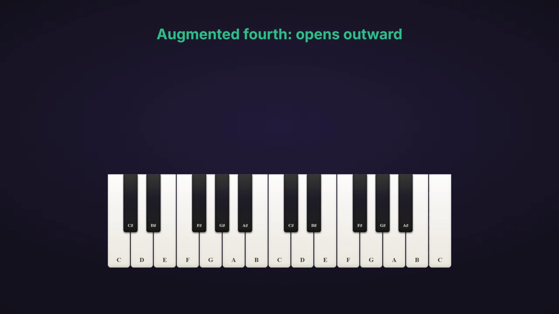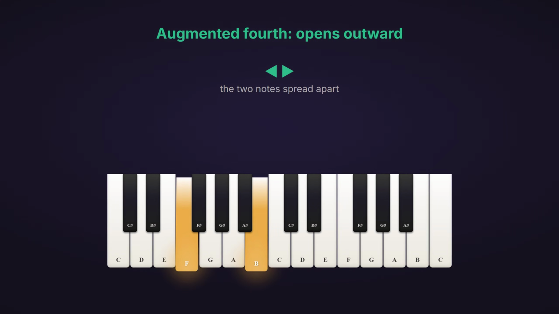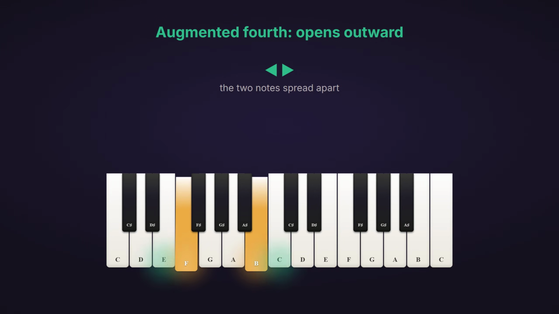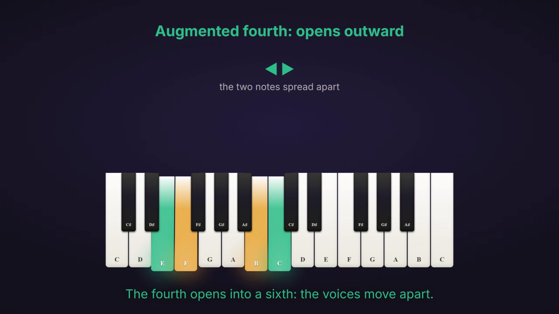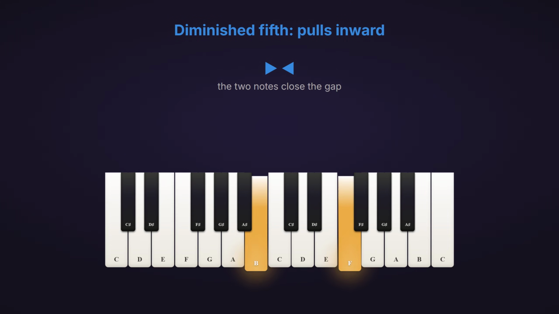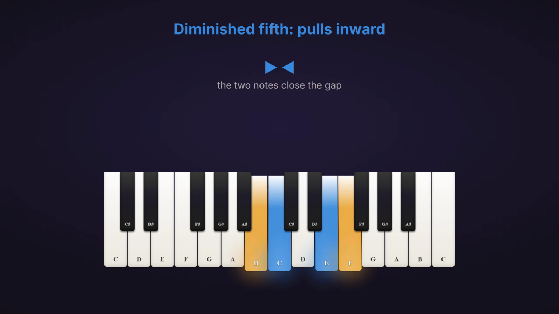Here is the clue in action, and this is the heart of the whole idea. An augmented fourth wants to grow. The two notes lean apart, outward, and they resolve by spreading away from each other. The augmented fourth opens. The fourth has become a sixth, the voices moving in opposite directions. A diminished fifth wants to do the opposite. It wants to shrink. The two notes lean together, inward, and they resolve by closing the gap. The diminished fifth closes. The fifth has become a third.